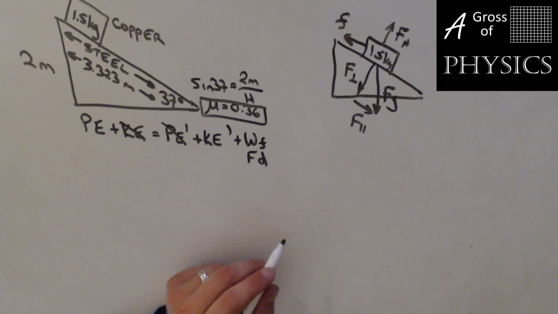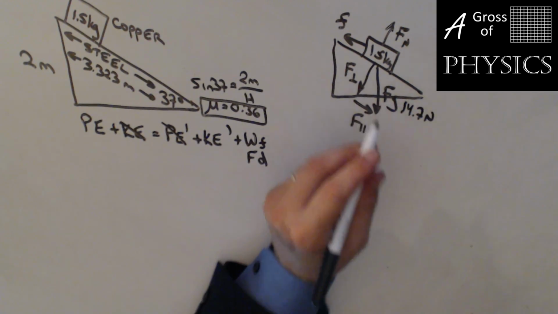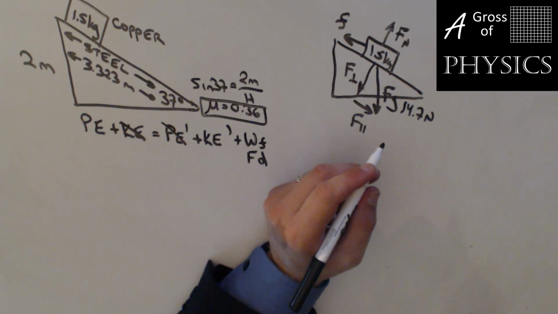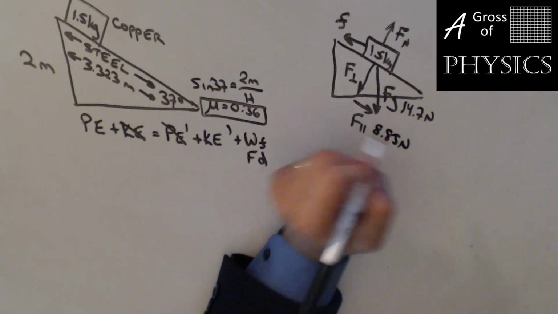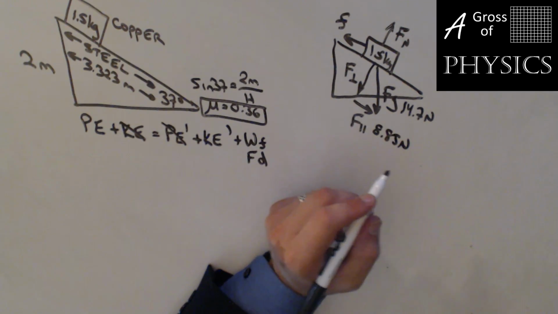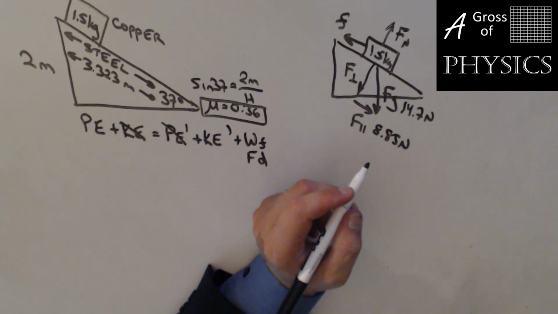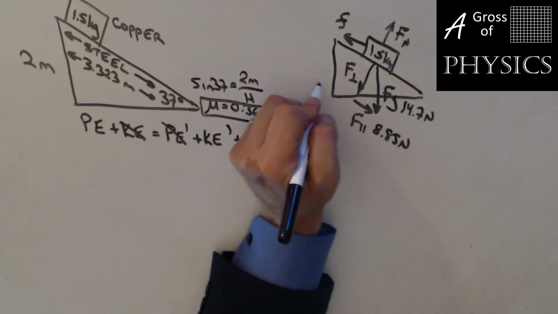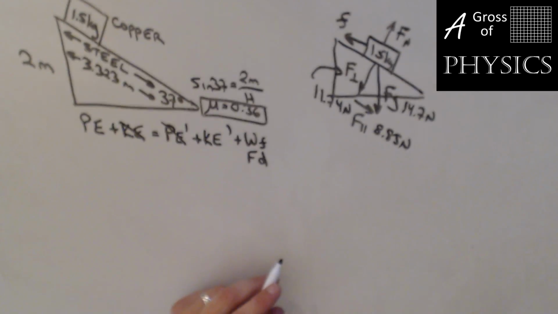So let's find Fg first. 1.5 times 9.8. I'm going to get 14.7 newtons here. F parallel will be 14.7 times the sine of 37, or 8.85 newtons. And F perpendicular would be 14.7 times the cosine of 37, which is 11.74 newtons. So that value is 11.74.